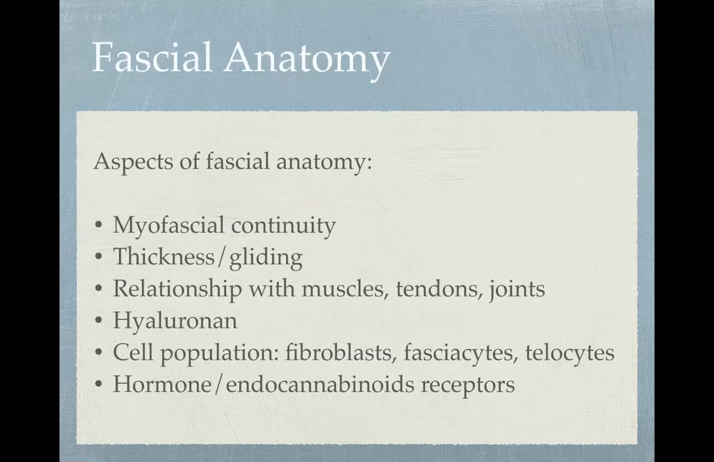Okay, so in the fascial anatomy, we won't go through all this, but you do have a continuity of the myofascia. Myo means muscle, so basically the fascia that wraps around the muscle then becomes the tendon, which attaches to the bone, which meshes with the joint capsule, which also helps to form the ligaments that keep the bones together. You get the idea.